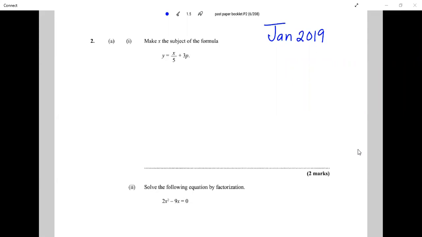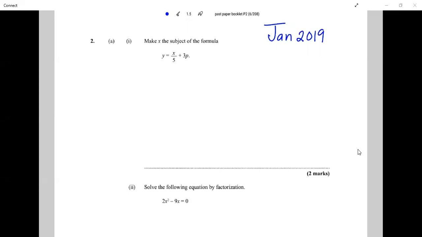Right now, y is the subject of the formula. When a letter is the subject of the formula, you must have that letter by itself on one side of the equation. Its coefficient must be positive 1, and its power must also be positive 1. So in other words, I need to get x by itself. That's not very difficult to do. So let's start by trying to isolate x.